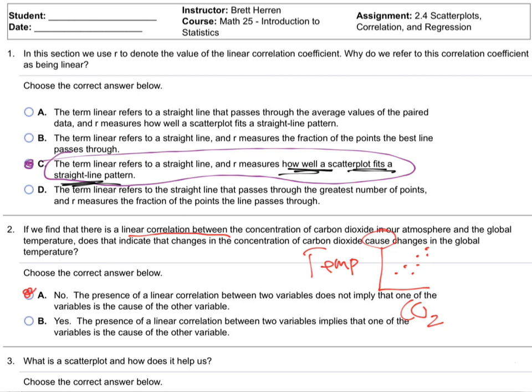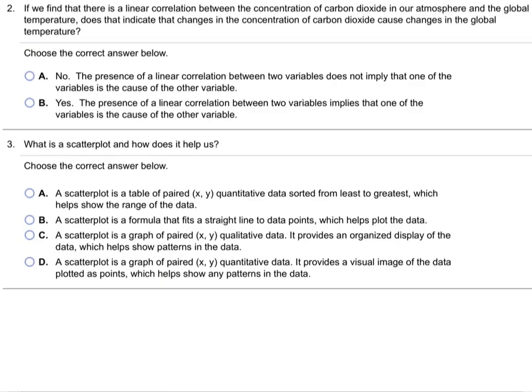So that's a no. Does not imply that one causes the other. Okay. Number 3. What is a scatter plot and how does it help us? Remember, a scatter plot's a bunch of dots, right? But of course, that's not a very thorough answer. A bunch of dots. But let's see what they want to say.